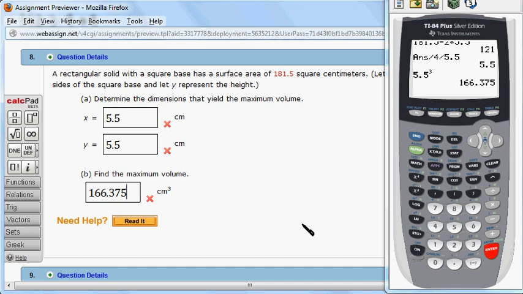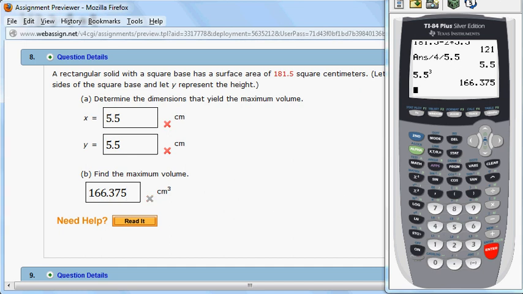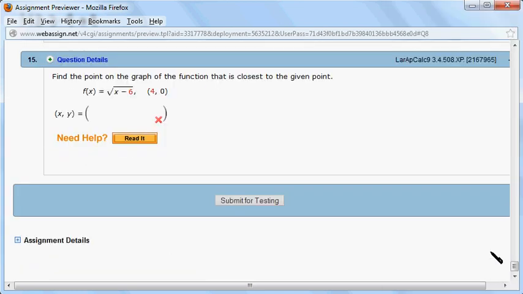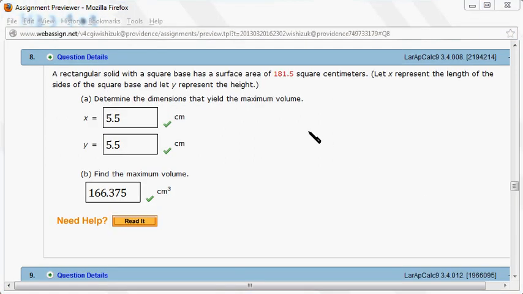Alright, so let's check the answer. Okay, I came back and it looks like we got all these correctly. Alright, that's it. I hope that this was clear.